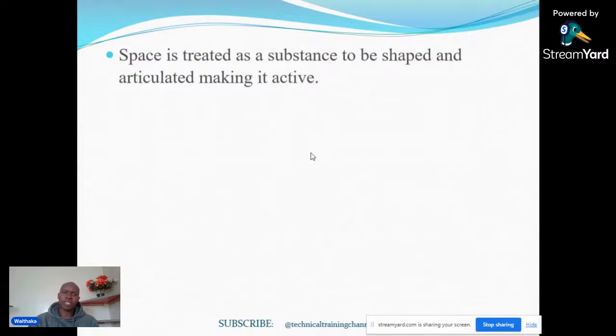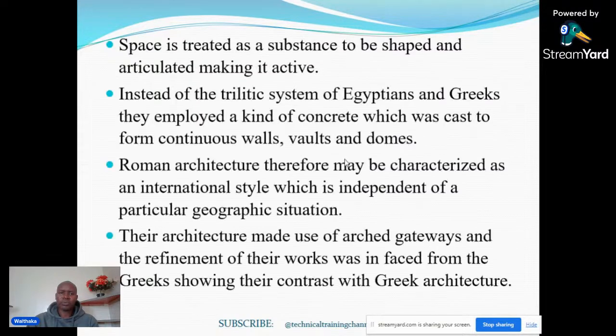So again, space is treated as a substance to be shaped and articulated, making it active. So for the Romans, they are interested in the space. They are dealing with the space, and they are concentrating on the space. Again, we are also saying that instead of the trabeated system of the Egyptian and Greek, they employed a kind of concrete which was cast to form continuous walls, vaults, and domes.